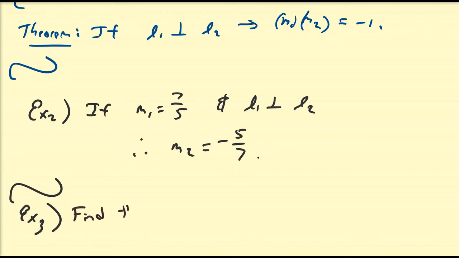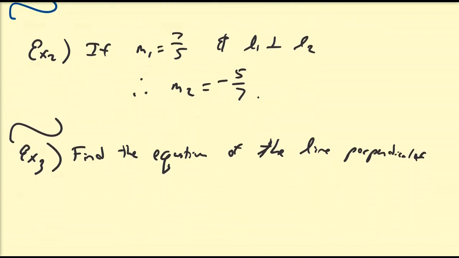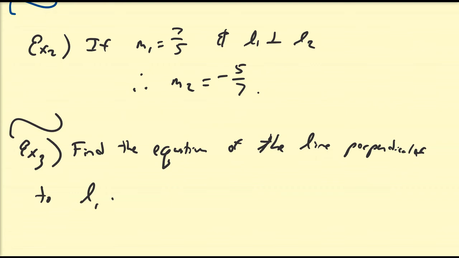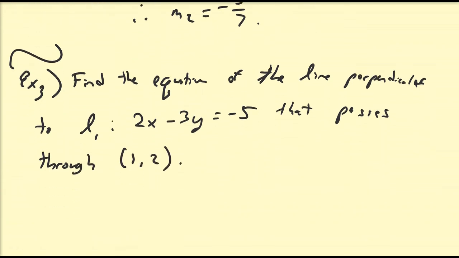So let's work through an example of constructing a line that satisfies these properties. Find the equation of the line perpendicular to L1, which is given by 2x minus 3y equals -5, that passes through the point (1, 2).